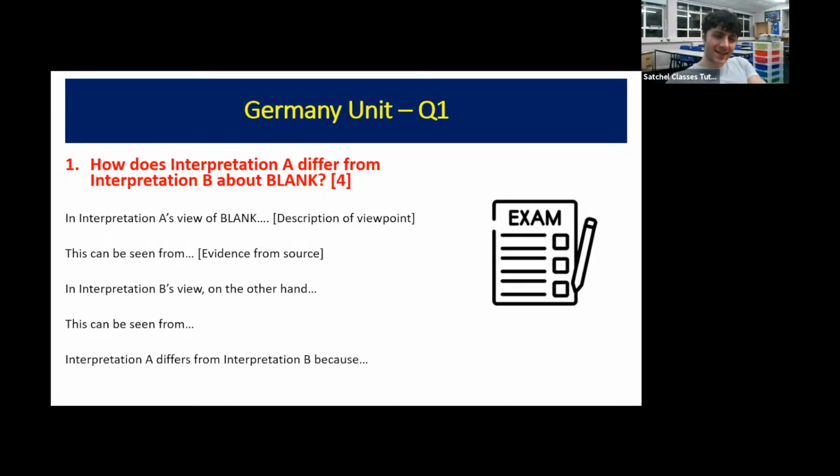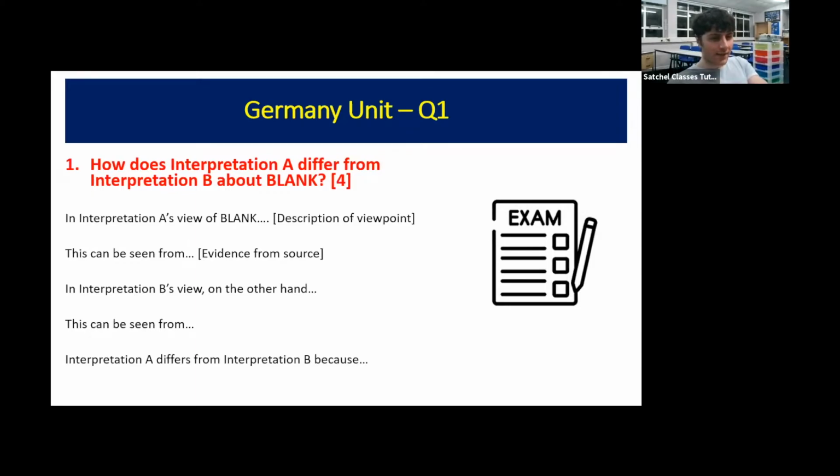Then we do the exact same process, but we come over to interpretation B. So in interpretation B's view, on the other hand, state what that viewpoint is. This can be seen from, and you provide a quote or an image detail, a piece of evidence from that interpretation that backs up what you're saying.